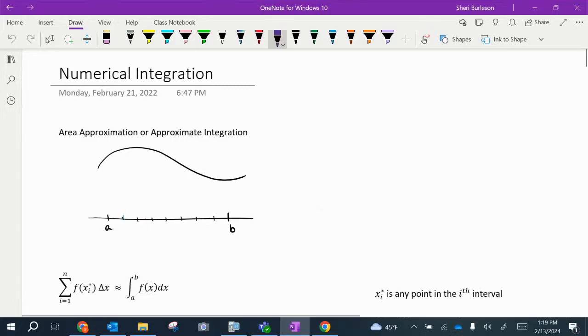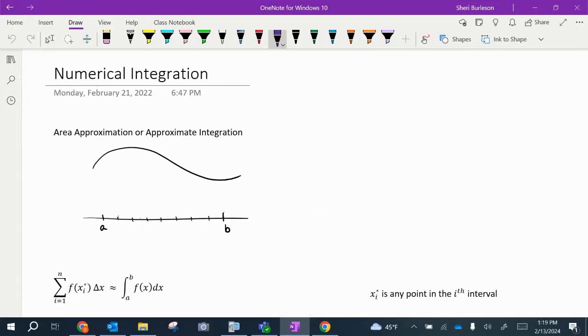All right, so what we're going to look at now is numerical integration. We've already done one form of numerical integration when we were doing Riemann sums. All of this integration is to approximate area. We are doing approximate integration, not exact. So the question comes up, why not just do exact?